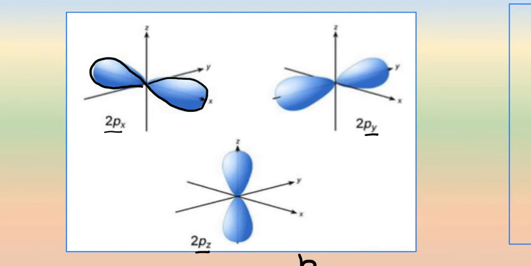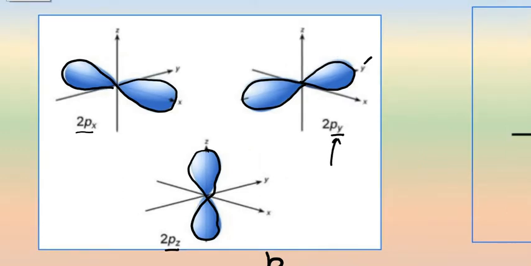Similarly, if I say this is y, you can say that this is the orbital which is present in the direction of y, and along the z-axis, you can see that this is the p orbital that is present along the z-axis.